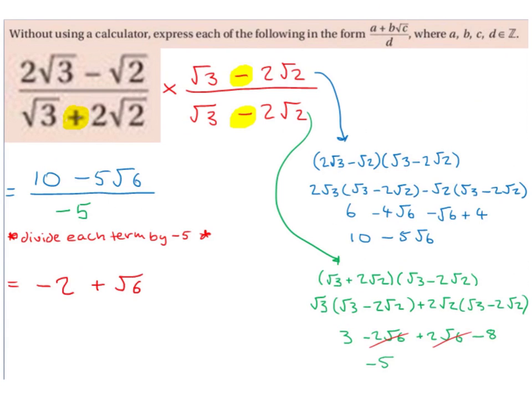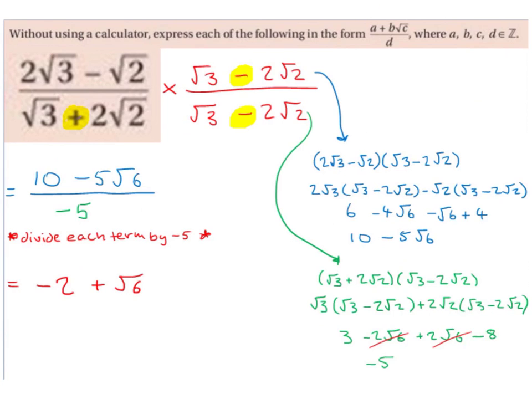So we get root 3 by root 3 is 3. Root 3 by minus 2 root 2 is going to be minus 2 root 6. 2 root 2 by root 3 is going to be 2 root 6. And 2 root 2 by minus 2 root 2 is going to be minus 8. Well, a plus by minus will give a minus. Root 2 by root 2 will give us 2. And 2 by 2 by 2 will give us 8, so minus 8. And then 3 minus 8 is minus 5. And minus 2 root 6 plus 2 root 6 will cancel out. So we get minus 5 as our denominator.